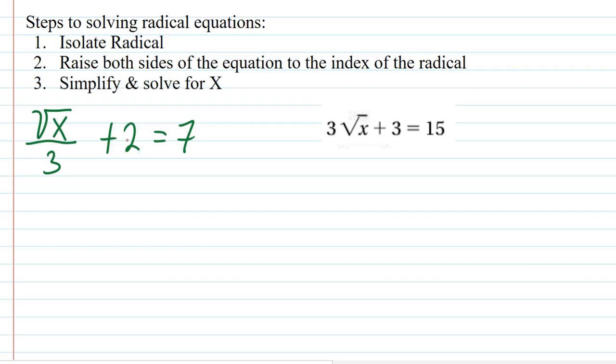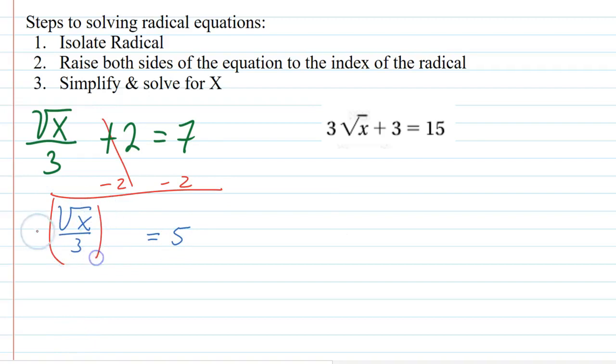We do the opposites. We do PEMDAS backwards. The opposite of adding 2 is to subtract 2. Whatever you do to one side, you do to the other. Then you say, what is the opposite of dividing by 3? The opposite of dividing by 3 is to multiply by 3. What you do to one side, you do to the other. The 3's cancel out, leaving you with the square root of x is equal to 15.